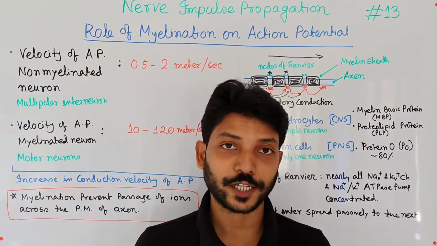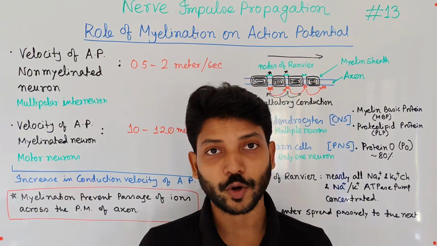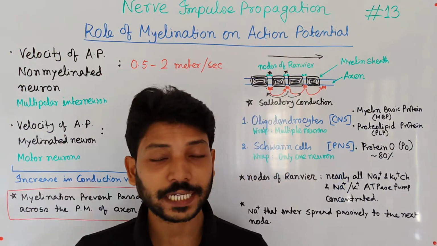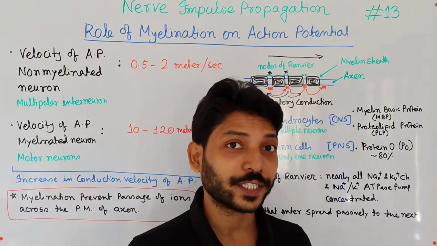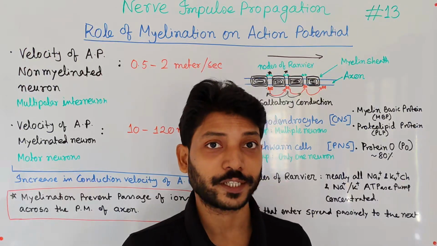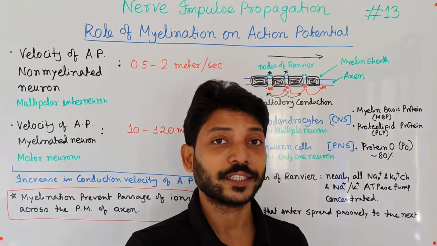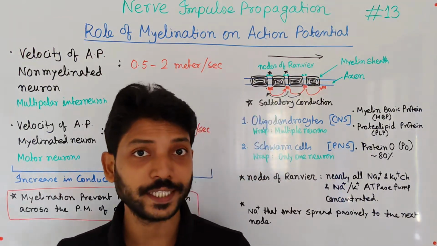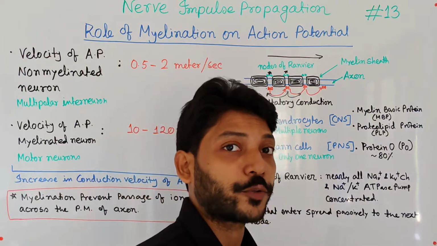Okay, today we are going to learn about the role of myelination on action potential. At first, I want to mention that not all neurons are myelinated. So there is a category of non-myelinated neurons and myelinated neurons. We will see the difference between these two categories of neurons.